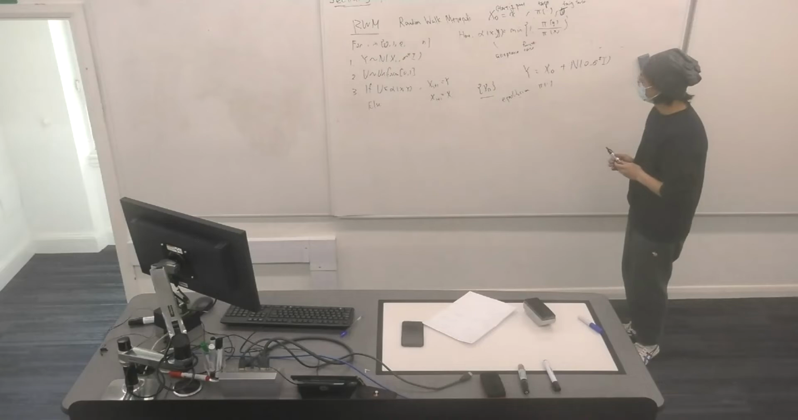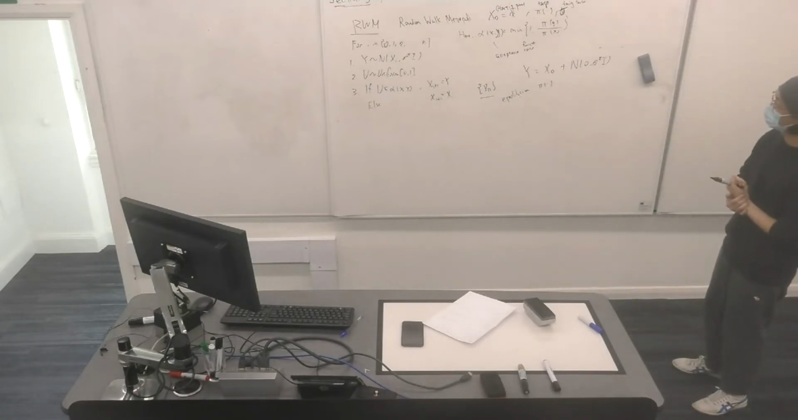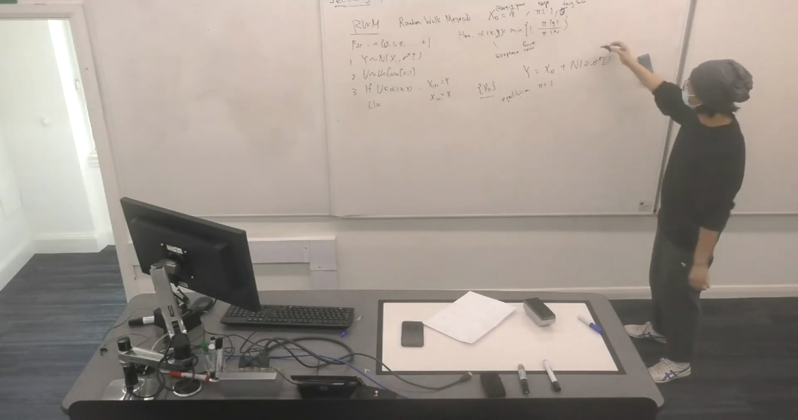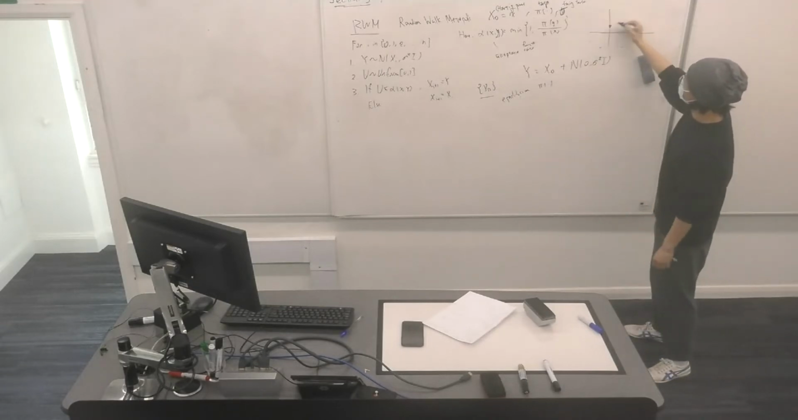Okay. So now this is the random walk Metropolis. Why do we call it a random walk? It's because of this. This is kind of like a random walk, right? We start off at some x naught, and then we do our random walk, go up a bit, go down a bit.